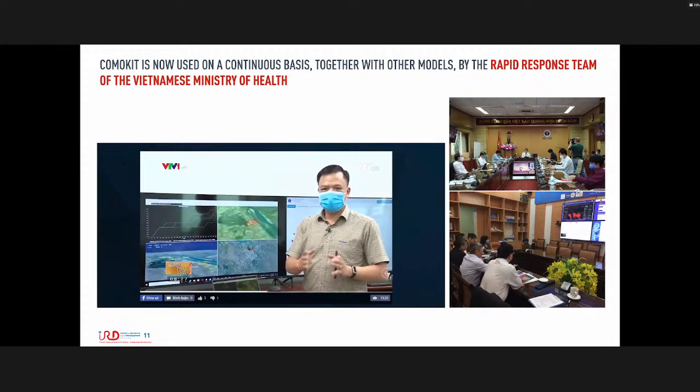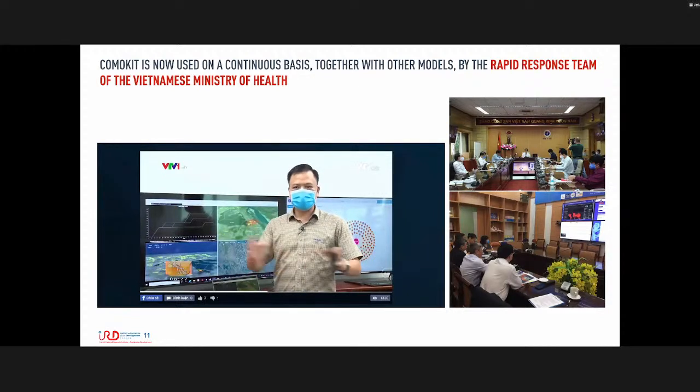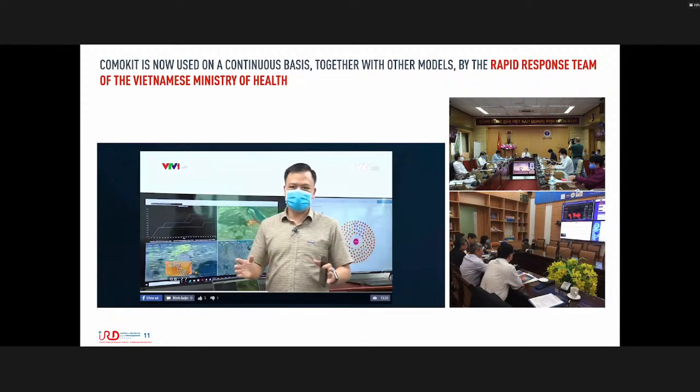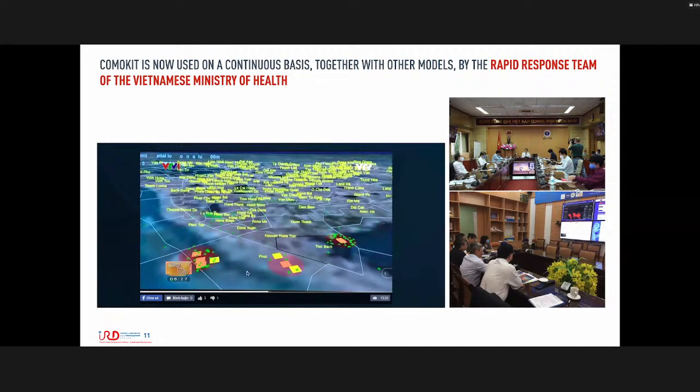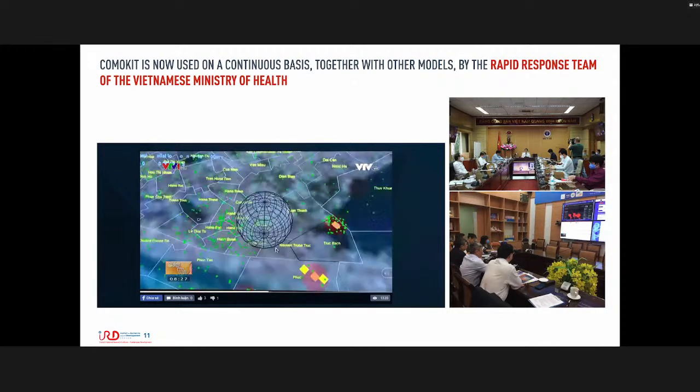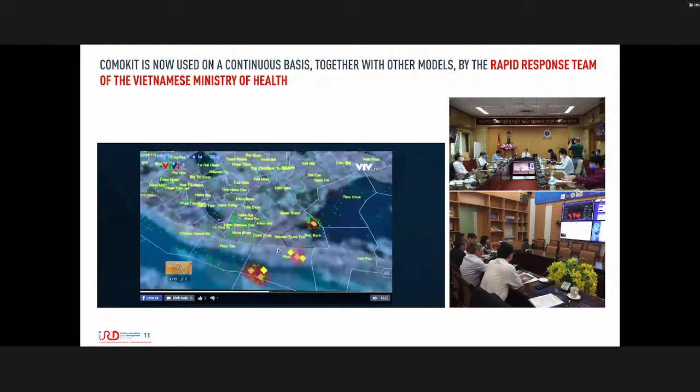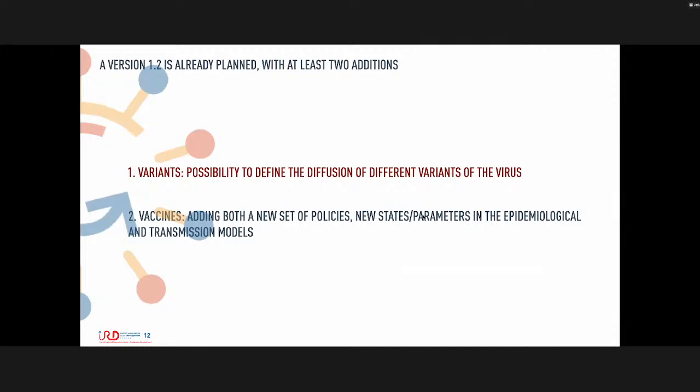You can see on the left, actually, the former prime minister, or vice prime minister, and they were using this kind of tool, ComoKit here, directly during the discussions and during the negotiations over what policy to apply. So a new version is already planned. Actually, most of the people who work on ComoKit don't know that, but I think it's already planned, with at least two additions, which we did not work on, at least on the core model, which is one, the variants, okay, possibility to define the diffusion of different variants of a virus and maybe their interaction and competition, and also vaccination, okay, the vaccines.